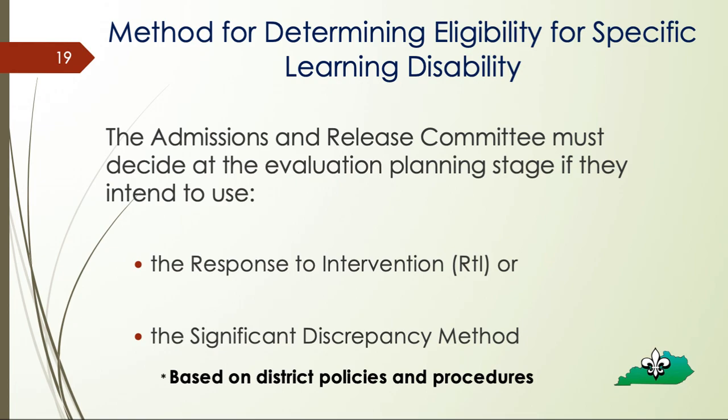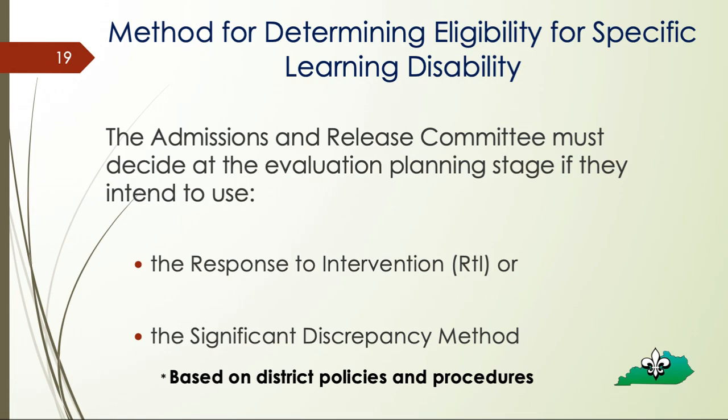Methods for determining eligibility for specific learning disability. The Admissions and Release Committee must decide at the evaluation planning stage if they intend to use Method A or Method B, which are identified in Kentucky as either the response to intervention model or the significant discrepancy method. It's also important to consult your district policies and procedures about which method is available for use in the evaluation of specific learning disabilities in your school district.